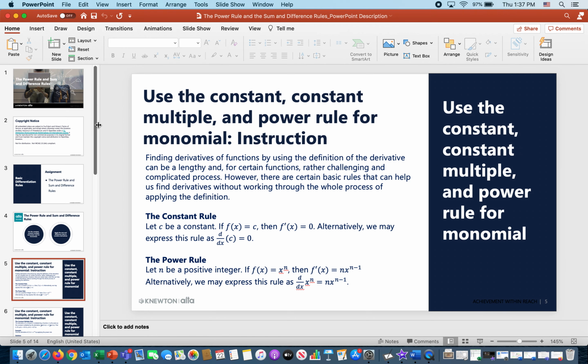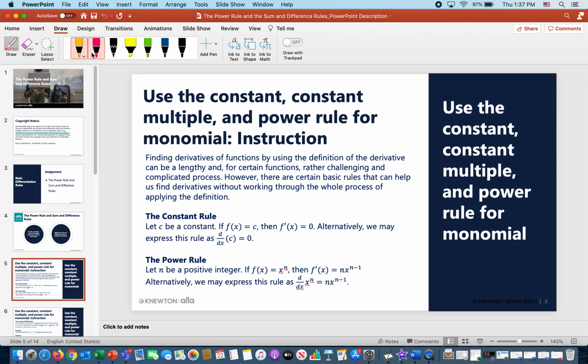So there's a couple of rules that I want to introduce to you. The first is the constant rule. So basically, what we're saying is if I ask you to find the derivative of a constant, that value is going to be zero. So if I said to you, let's take the derivative with respect to x of 7, then you would tell me the answer is zero. If I said the derivative with respect to x of 17, it's zero. 170, the derivative is still zero.